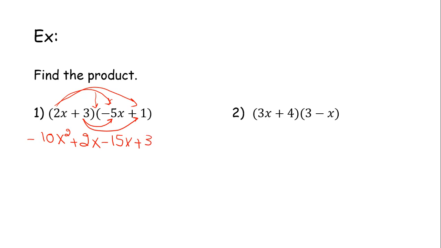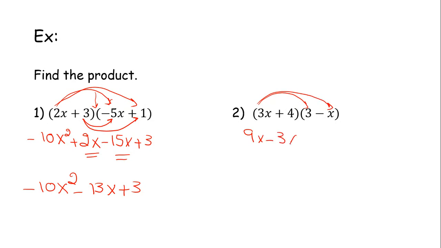Combine like terms. Do we see like terms? Yes, we see a 2x and a negative 15x. They will combine to negative 13x and then the positive 3. I will give you a minute to do number 2 by yourself. Okay, let's try now. 3x times 3 is 9x. 3x times negative x is negative 3x squared. 4 times 3 is 12. 4 times negative x is negative 4x.